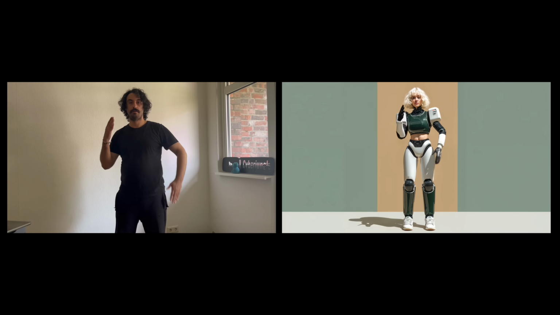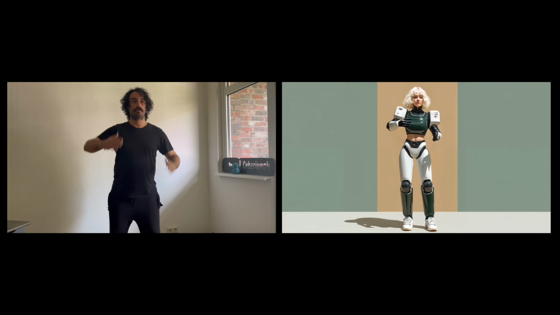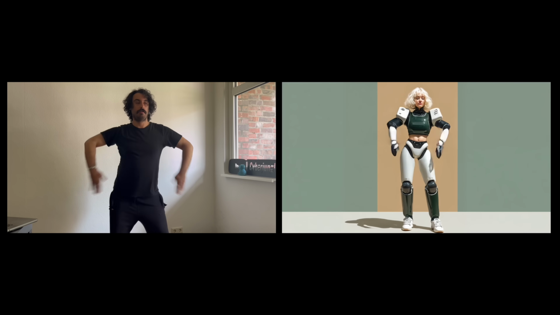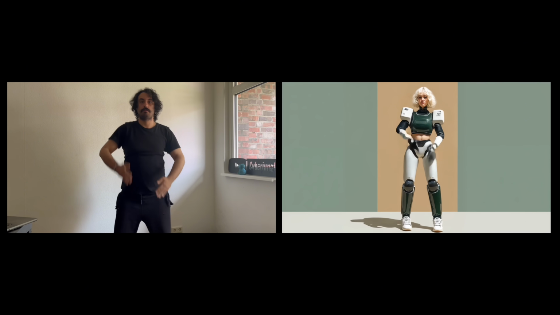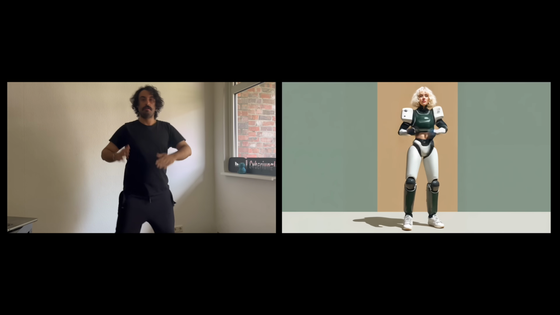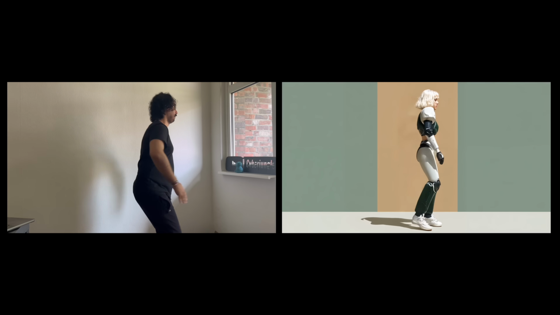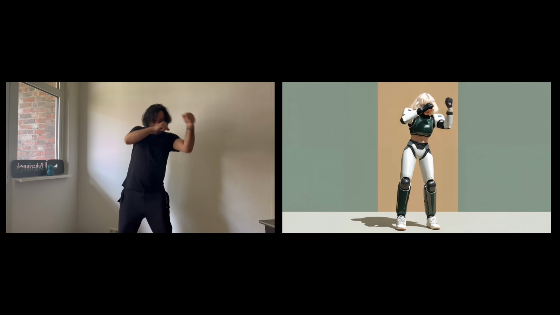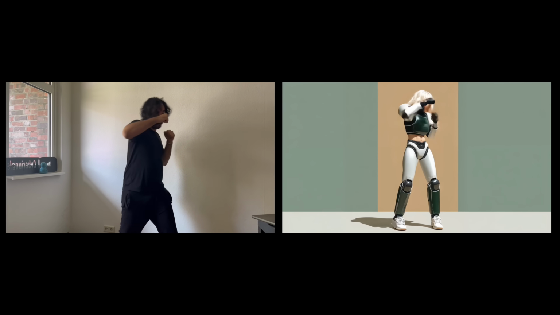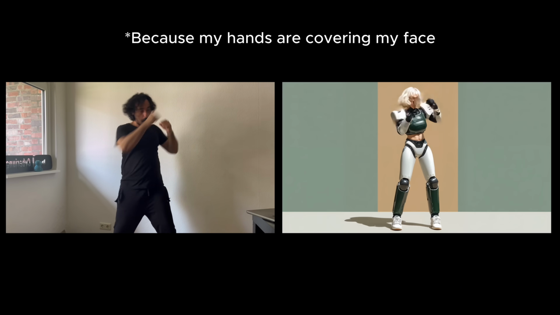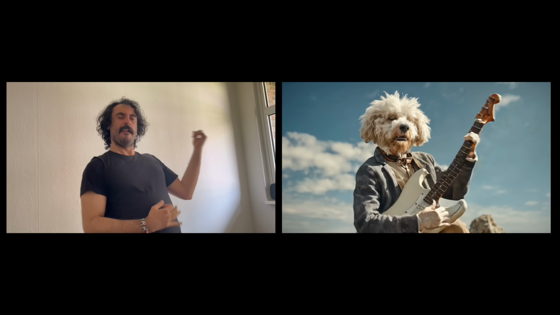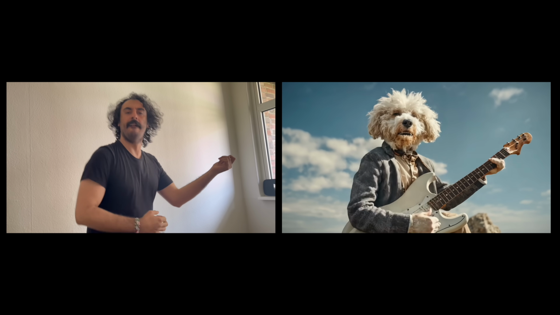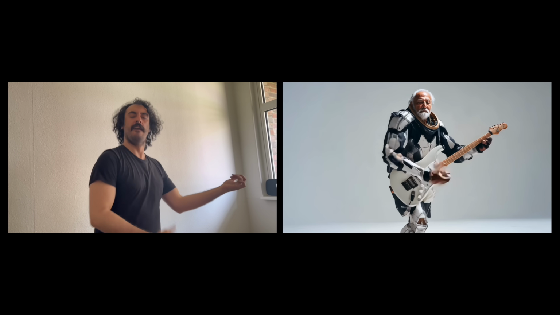With Runway Act 2, it's possible to track all of your body, and so your full body performance will be reflected in the final video. At the end of this performance, I turn around, and the character does exactly the same thing. We will notice some coherence problems with the face. So Runway Act 2 is not perfect, but overall it's a good result. In this other example, I'm doing the air guitar thing. I'm playing a guitar and the dog, the old man in the suit, perfectly tracks my movements.